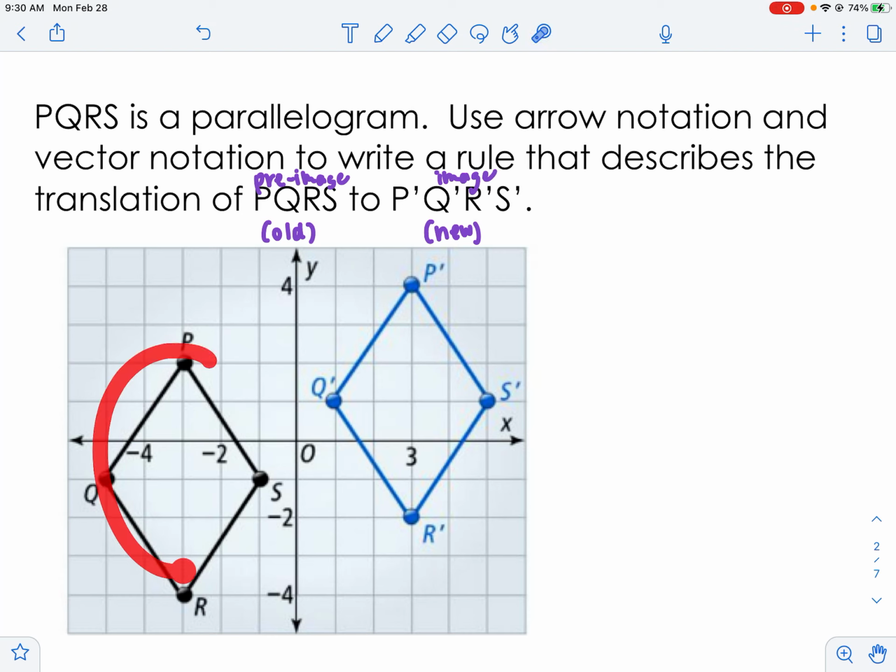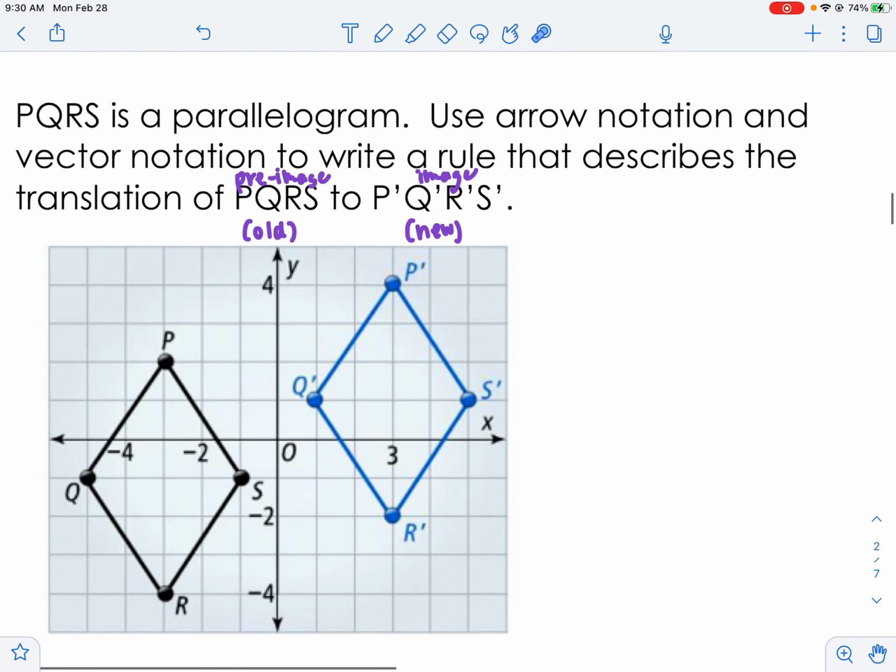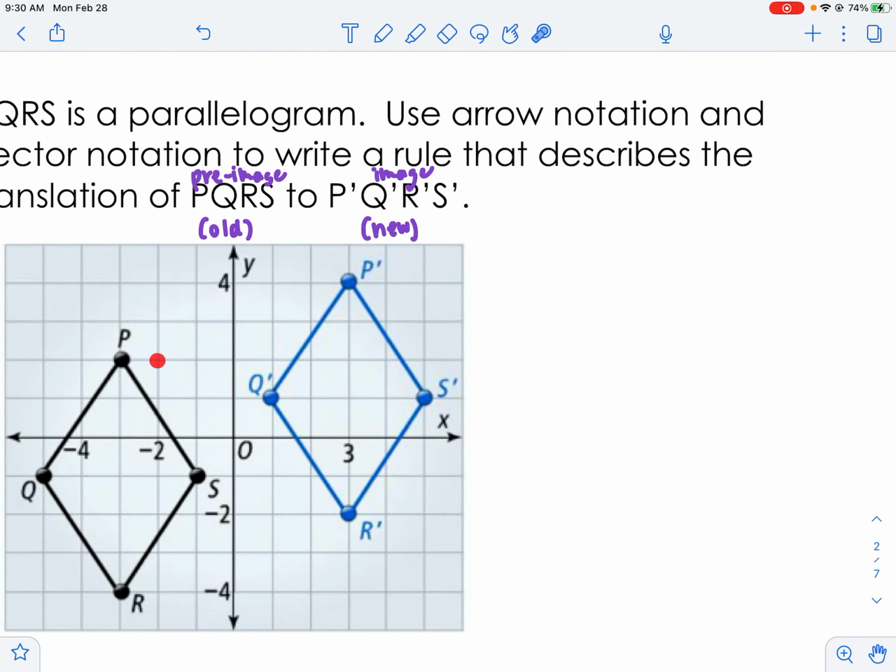So I'm going from this black one to this blue one, and I know that because I can see those prime markings. So I'm just going to count. How far do I go? So I go 1, 2, 3, 4, 5, 6 to the right and up 2. And it should be that way with all of my points. So now I'm going to count 6 to the right, up 2, and it works. So I know that I'm going 6 right and up 2.